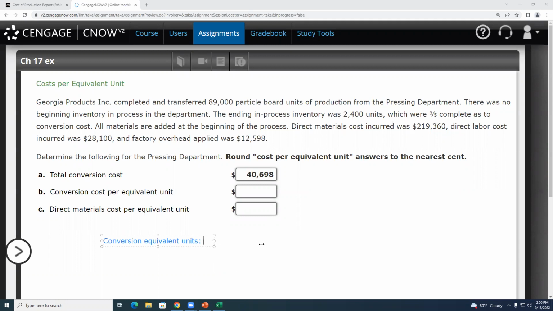So we have our conversion equivalent units. There was no beginning inventory. We finished, completed, and transferred out 89,000 particle board units. Since there was no beginning inventory, all of those units must have been started this month. So 89,000 equivalent whole units for the units that were completed. And then we have our ending inventory, which we're told is 2,400 units, and they are 3/5 complete, or 60%.